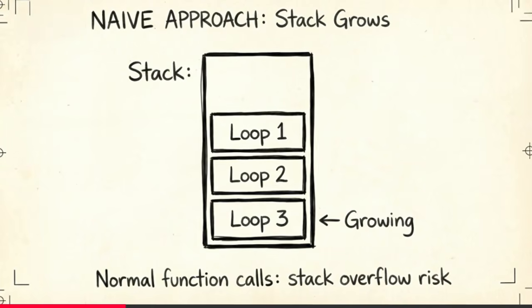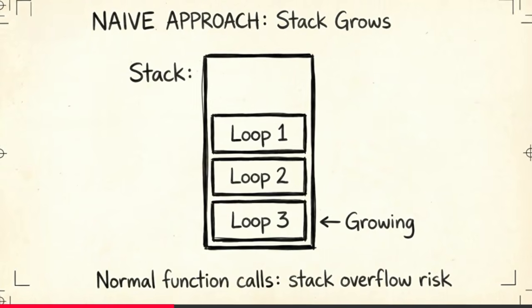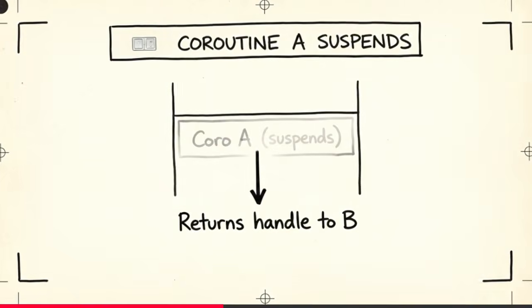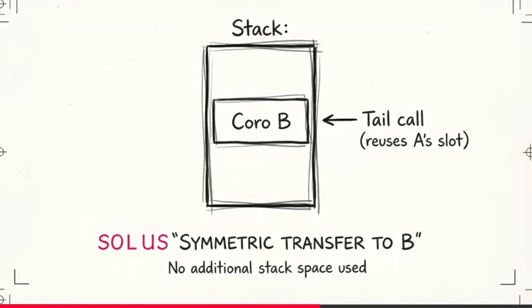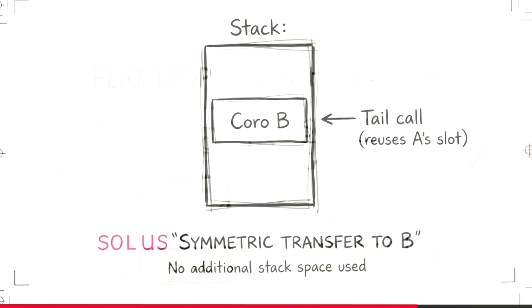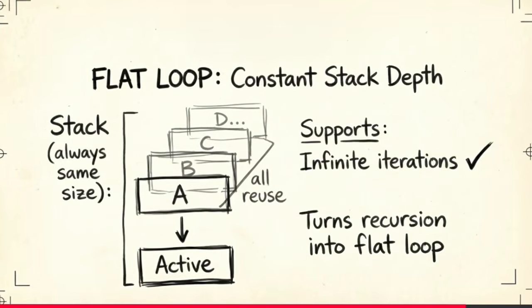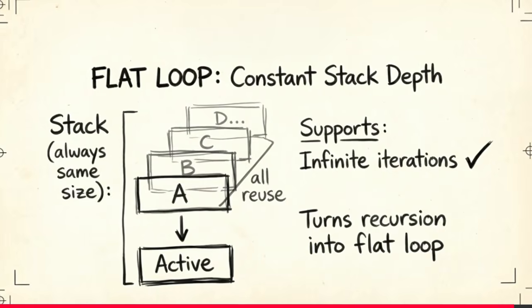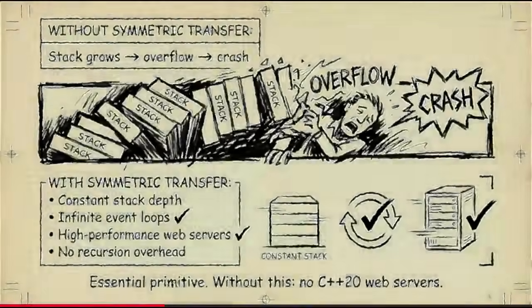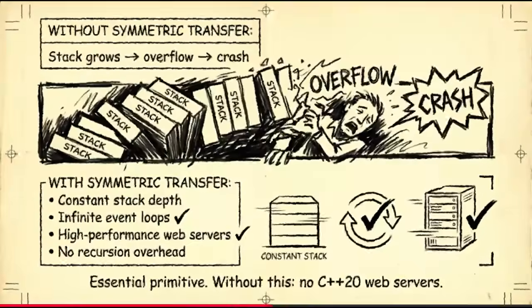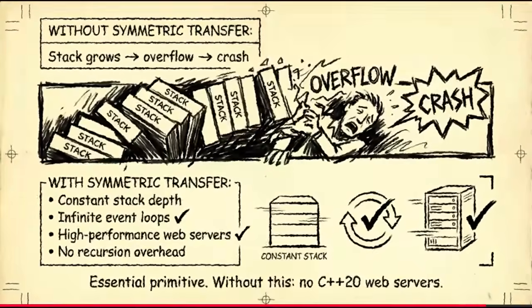Right. Symmetric transfer changes the game. Instead of calling the next coroutine, the current coroutine suspends and returns a handle, a ticket, to the next coroutine. The runtime takes that ticket and performs a tail call. It jumps directly to the new coroutine without growing the stack. It turns recursion into a flat loop, which allows for infinite event loops without using any stack space. Exactly. Without this, you couldn't write a high-performance web server with C++20 coroutines, period.